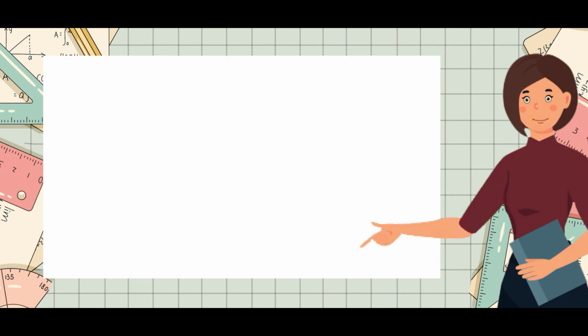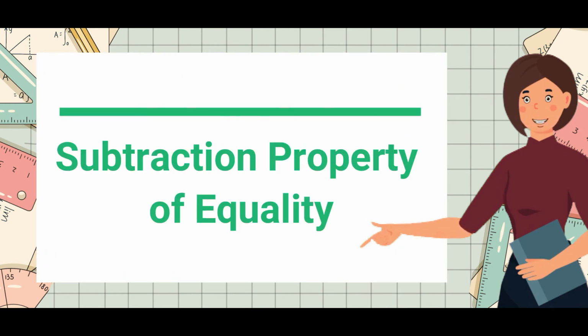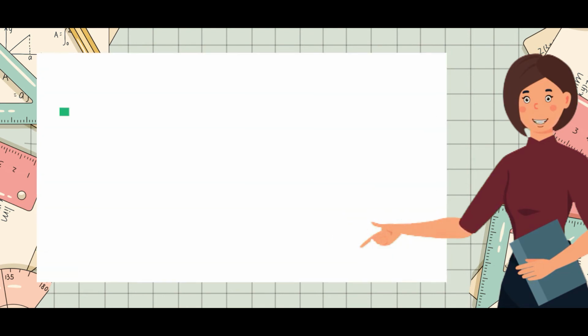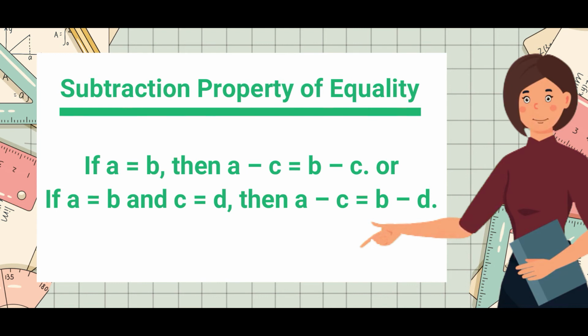Now let us proceed to the subtraction property of equality. This property tells us that if we subtract from one side of an equation, we must also subtract from the other side of the equation to keep the equation the same. So we have here, if A equals B, then A minus C equals B minus C. Or, if A equals B and C equals D, then A minus C is equal to B minus D.